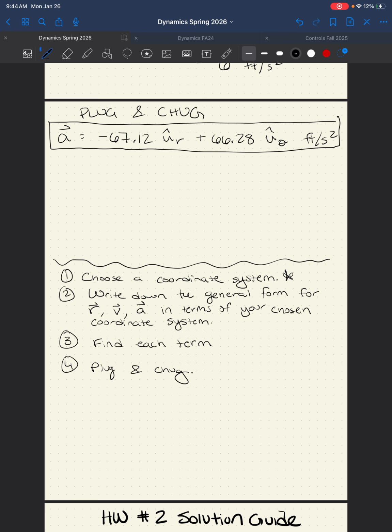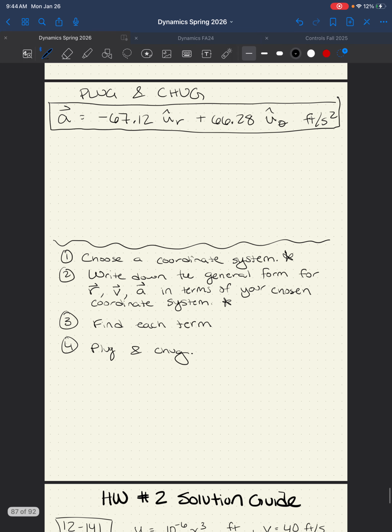Then we wrote down the general form for whatever we're being asked for, whether it's position, velocity, or acceleration, in terms of the coordinate system that you chose. And again, these are given in your equation sheets, so it's really just choosing your coordinate system, and then going to find the correct expression for r, v, or a on your equation sheet. But once you have that written down, you know that you need to go hunt down each of those terms in order to fill out those expressions for position, velocity, acceleration.